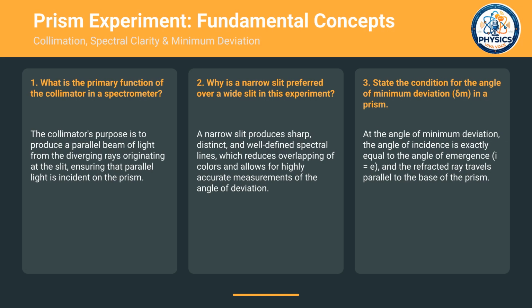Now let's explore fundamental concepts. The collimator's main function is to produce a parallel beam of light. A narrow slit is used to ensure sharp, distinct spectral lines. The condition for minimum deviation is when the angle of incidence equals the angle of emergence, and the refracted ray is parallel to the base.